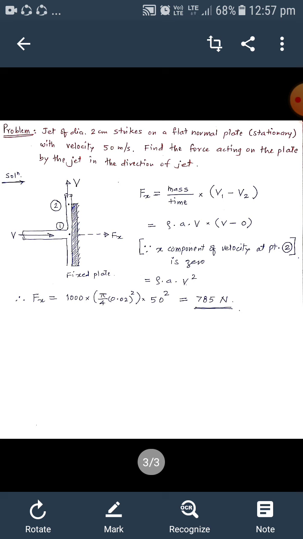So slowly we shall go for other such cases when the plates are inclined, when plate is curved, etc. in the next lecture. Thank you.